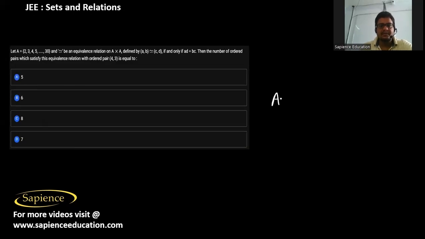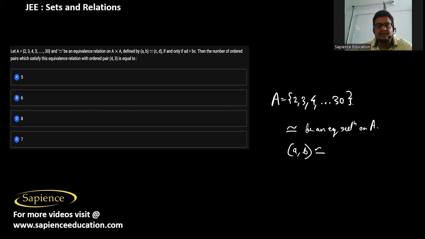Here it is told let A be the set 2, 3, 4 till 30 and this symbol be an equivalence relation on the set A, which is defined as (a, b) is related to (c, d) if and only if AD equals BC. Then the number of ordered pairs which satisfy this equivalence relation with ordered pair (4, 3) is.